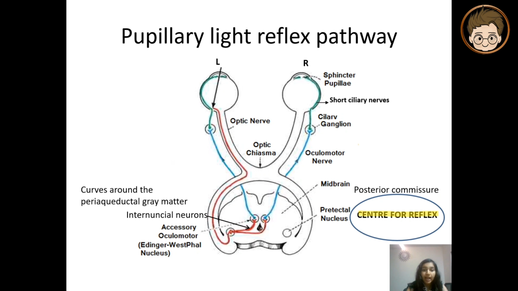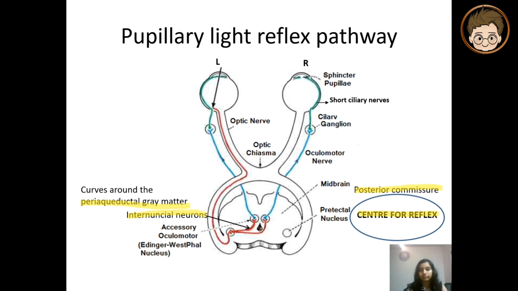From here, via the association neurons, or internuncial neurons, it goes to the ipsilateral Edinger-Westphal nucleus by curling around the periaqueductal gray matter, as well as to the contralateral Edinger-Westphal nucleus via the posterior commissure. Then it travels along the oculomotor nerve to the ciliary ganglion and innervates the sphincter pupillae muscles by the short ciliary nerves. This causes the direct light reflex of the ipsilateral eye as well as the consensual light reflex of the contralateral eye.